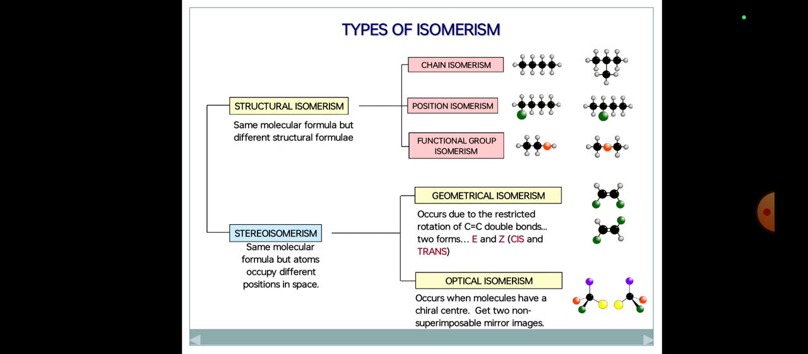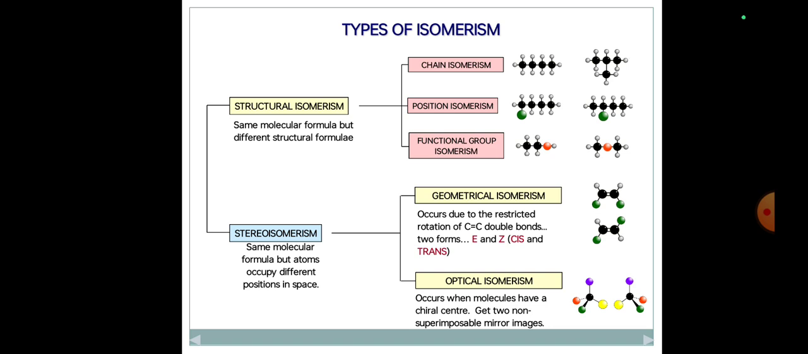Stereoisomerism. What is stereoisomerism? The phenomenon of isomerism exhibited by two or more compounds with identical molecular and structural formula but different spatial arrangement of atoms or groups is known as stereoisomerism. Structural isomerism is further divided into three parts: chain isomerism, position isomerism, and functional group isomerism. Stereoisomerism is further divided into two parts. First one is geometrical isomerism and second one is optical isomerism.